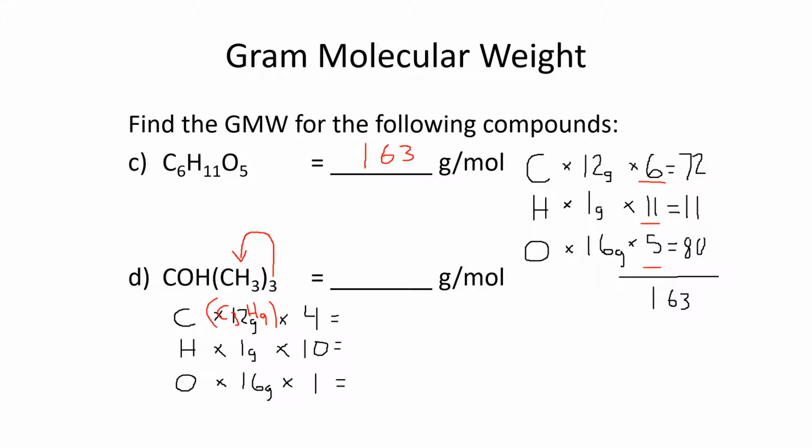So the complete count, carbon we have 3 here plus 1 more for 4. Hydrogen we have the 9 here plus 1 more for 10. And that 1 lone oxygen.